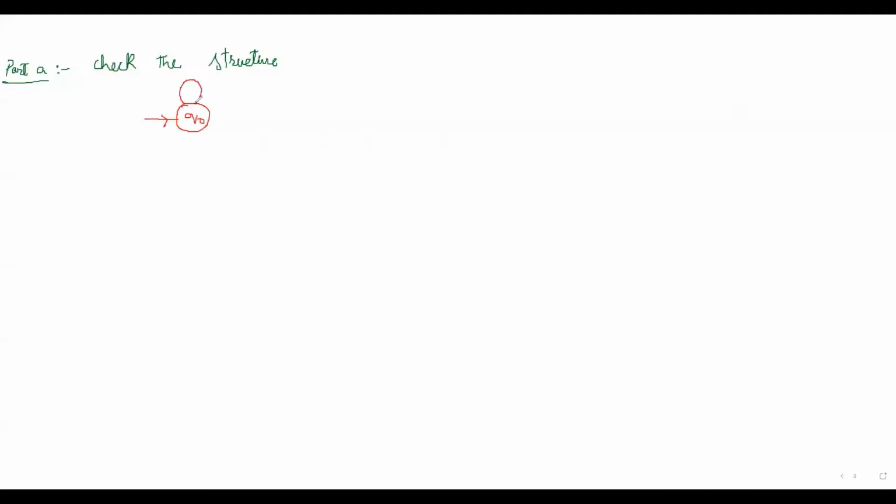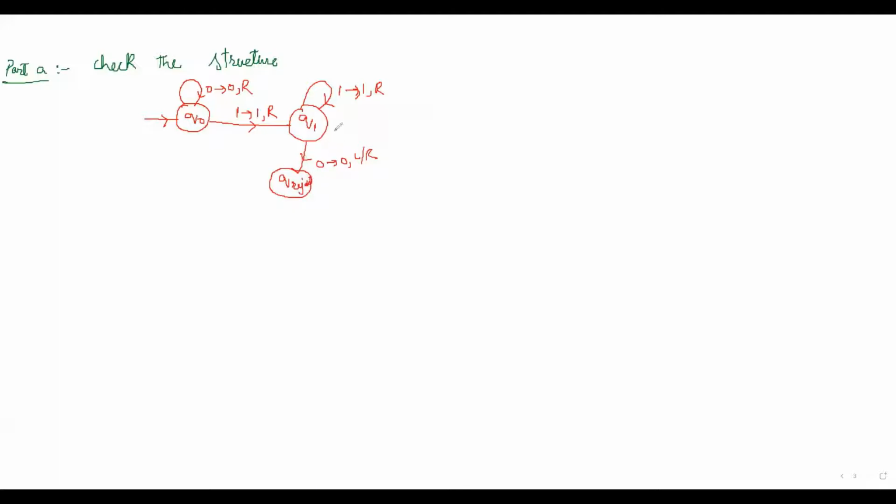So on Q0, if 0 is coming, we will rewrite 0 and move right. If 1 is coming, I will rewrite 1 and move right, then move to state Q1. Here I am checking ones so that there will be only ones. I will rewrite 1 and move right. However, if 0 comes at this point, I will rewrite 0 and I can move in any direction, left or right, but I will go to a reject state, Q reject.